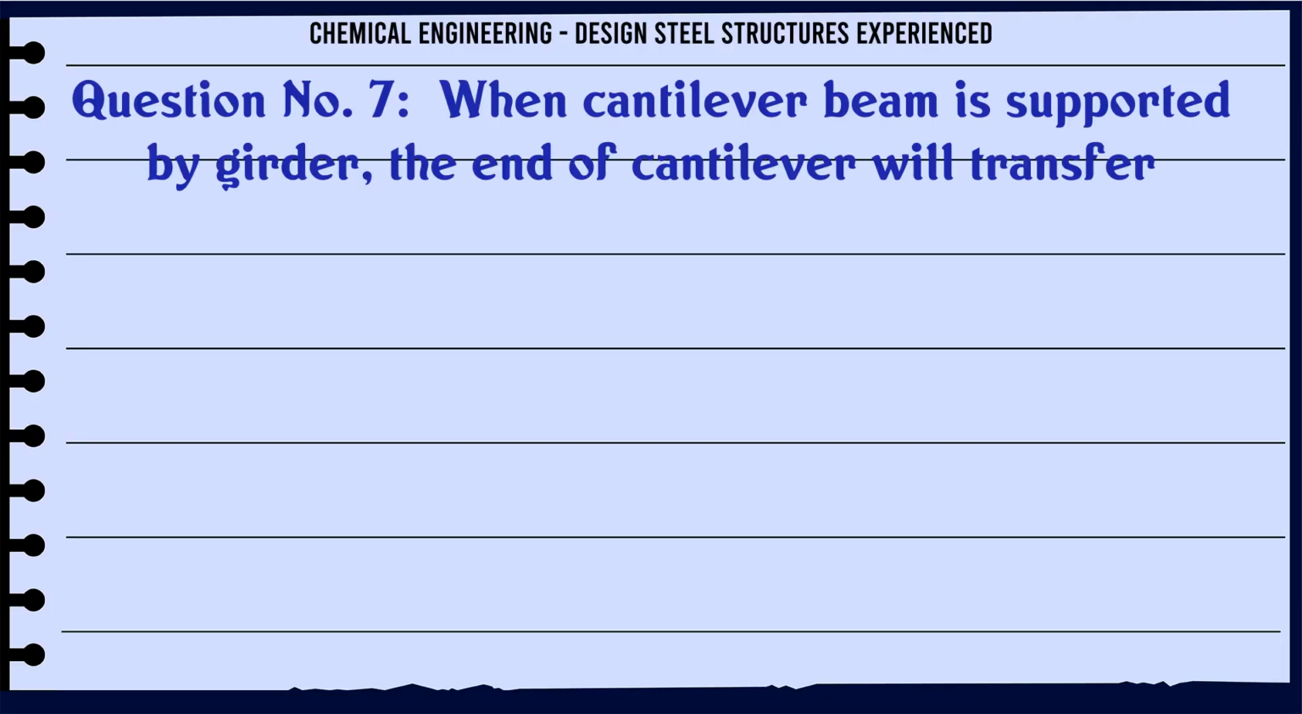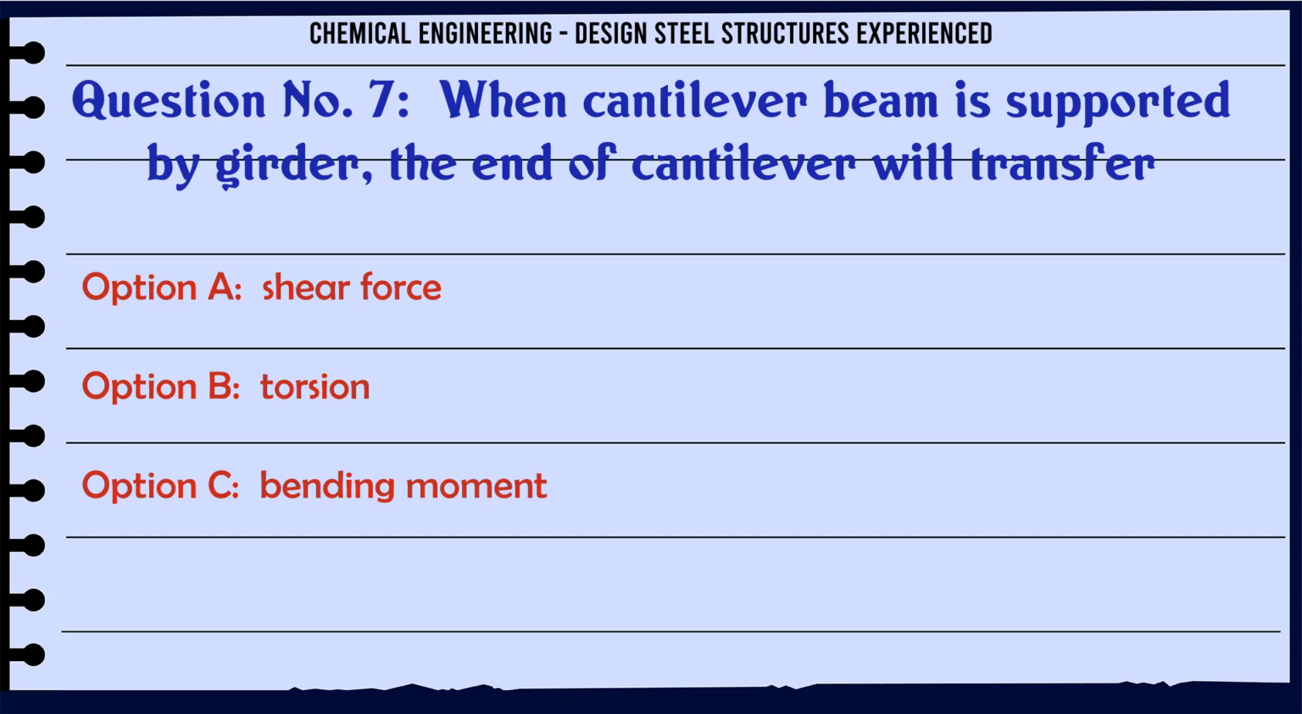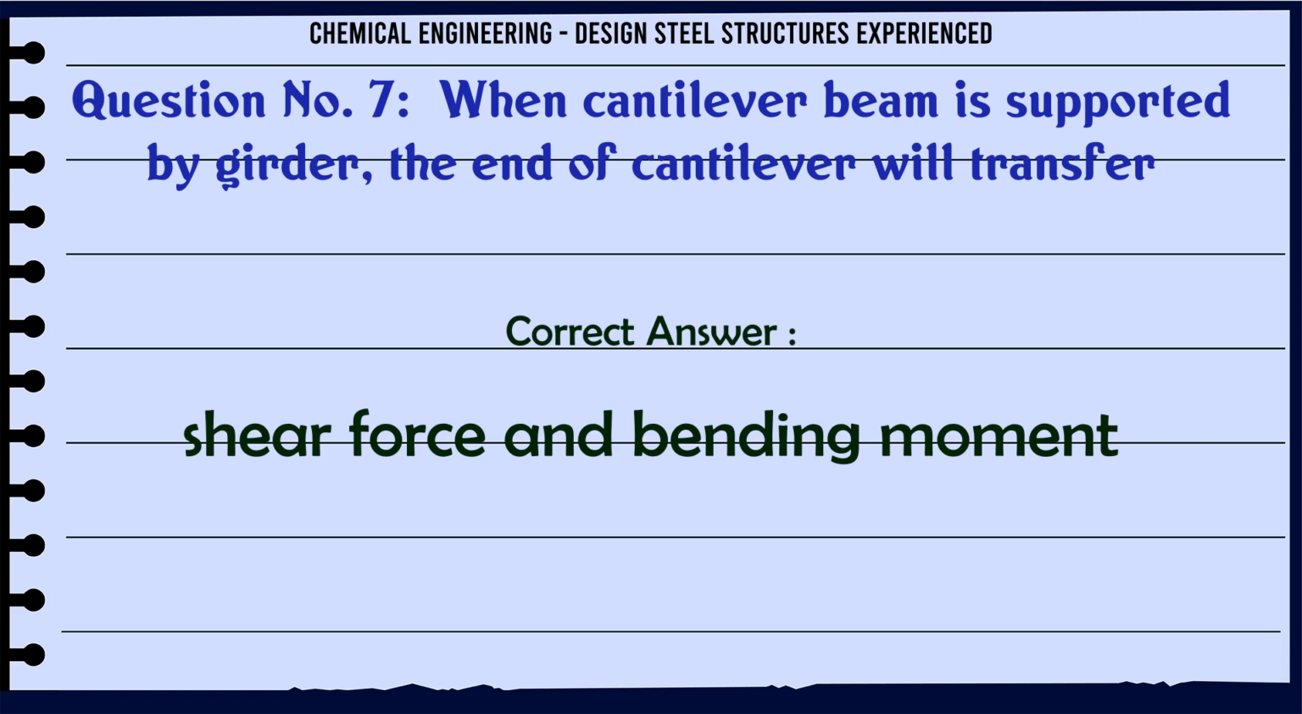When a cantilever beam is supported by a girder, the end of the cantilever will transfer: A. Shear force. B. Torsion. C. Bending moment. D. Shear force and bending moment. The correct answer is shear force and bending moment.